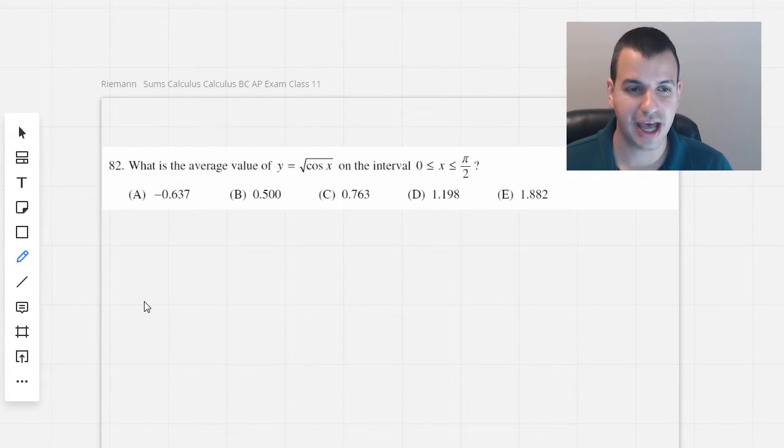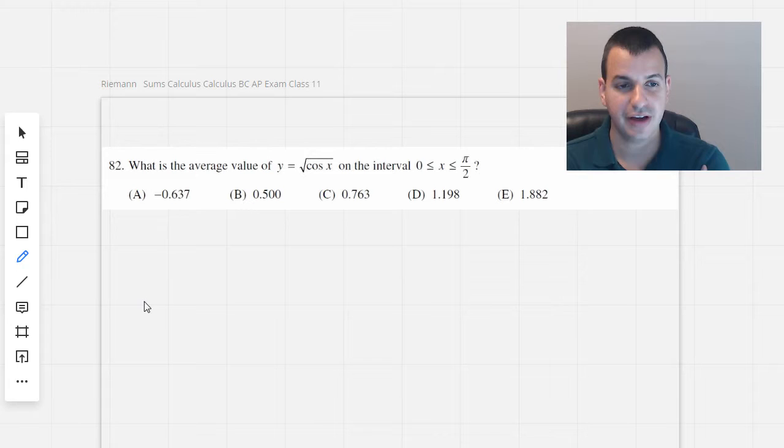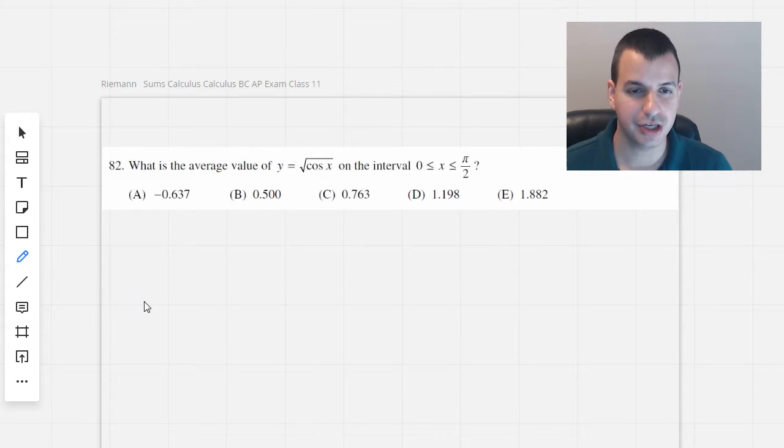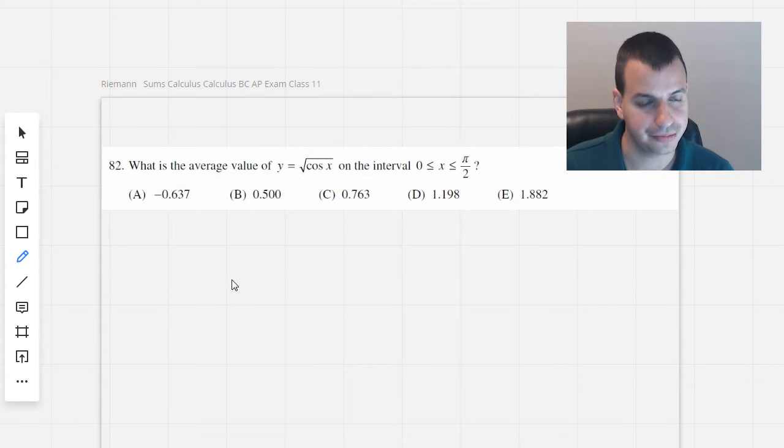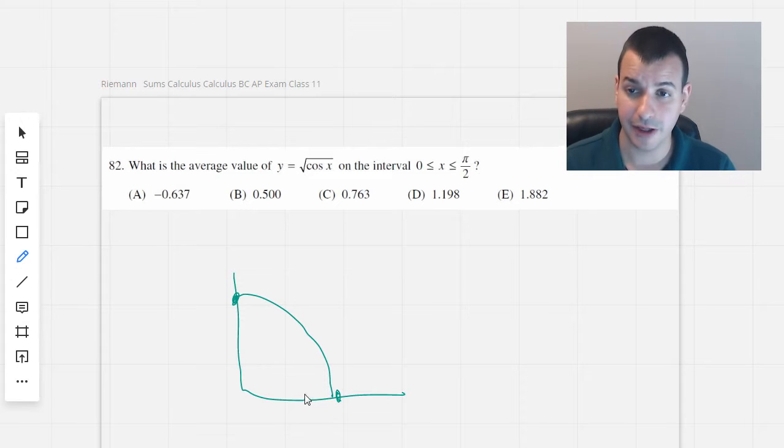So this question is asking what is the average value of square root of cosine of x on the interval of 0 to pi over 2. Draw a quick graph of that. Cosine of 0 is 1. Cosine of pi over 2 is 0. And there's a square root, so it's probably something kind of like this. We want to find the area under the curve.